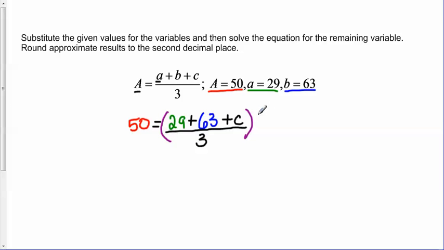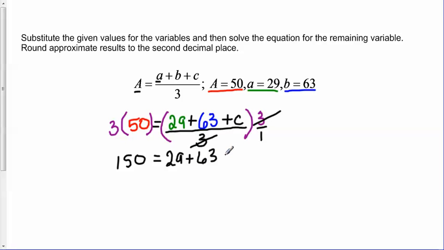We're going to multiply this side by 3, but if I multiply the right side by 3, remember we have to multiply the left side by 3 as well. We have to be sure that we treat both sides equally. So 3 times 50 on the left side gives me 150, equals, now over here on the right side, this 3 is like 3 over 1. This 3 and this 3 cancel each other out. They are gone. There's no 3 left to distribute through. So I'm just left with the numerator part, 29 plus 63 plus C.